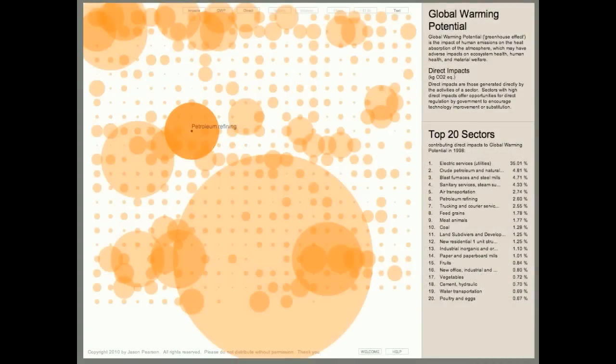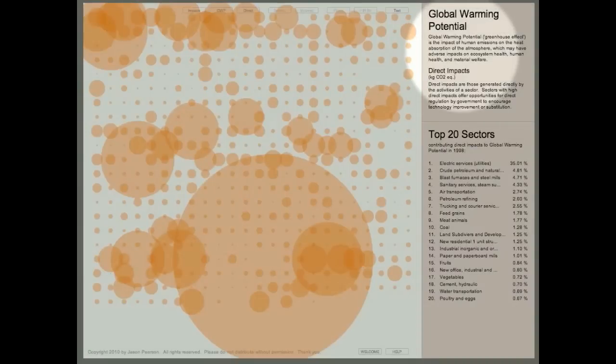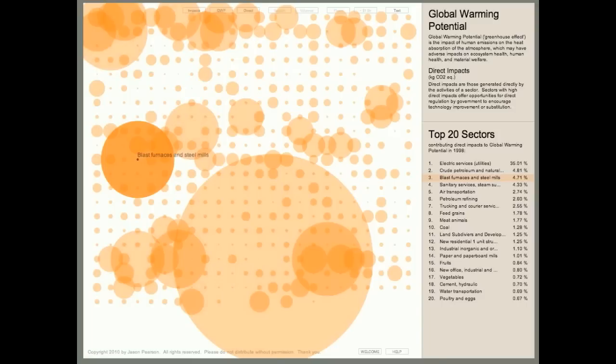For example, I can use Economy Map to see which industrial sectors in the U.S. economy are the most significant contributors to global warming. On the left side of the screen, each orange circle represents a major industrial sector in the U.S. economy, and the size of each circle represents that sector's contribution to global warming. In the sidebar on the right, the top section explains how global warming is measured, and the bottom section shows the top 20 sectors that contribute to global warming. Electric services, or utilities for instance, contributes 35% of all global warming impacts.